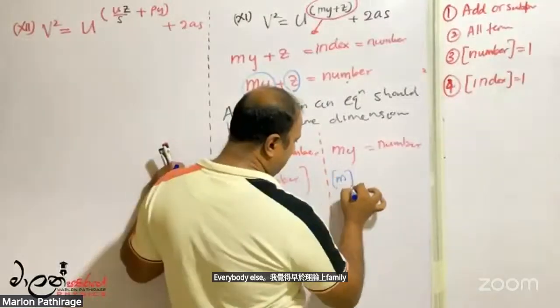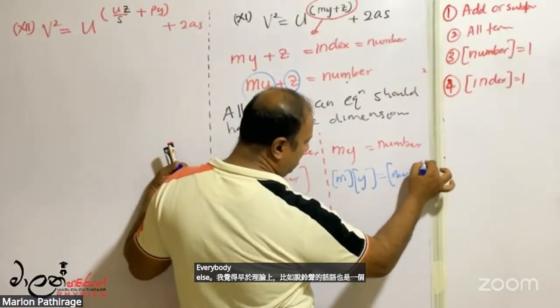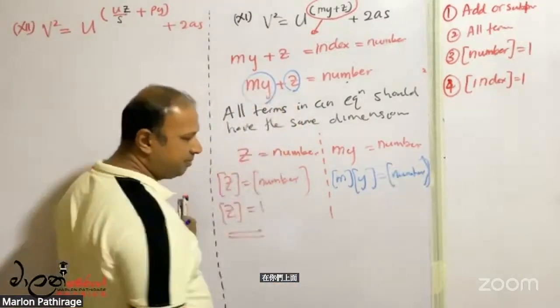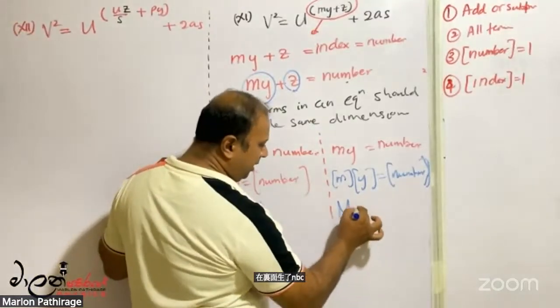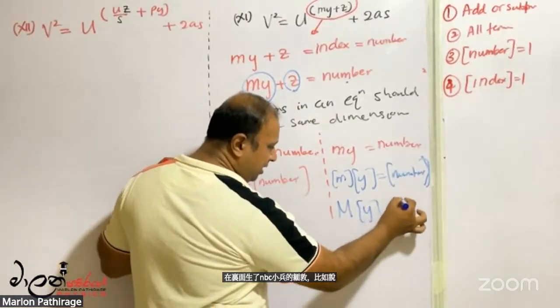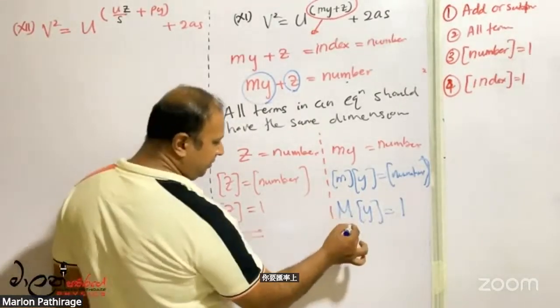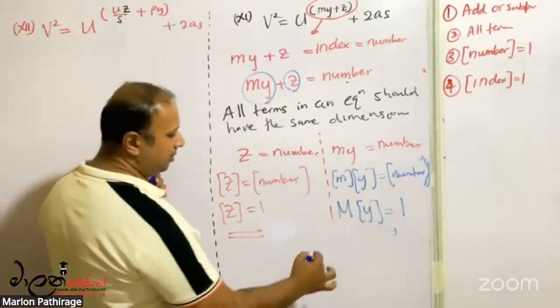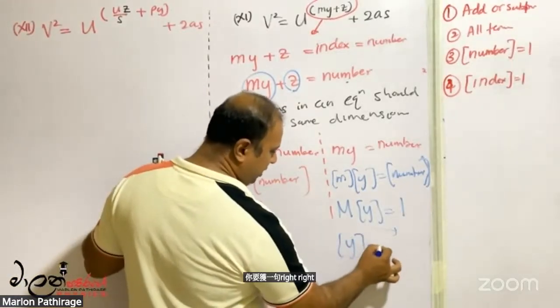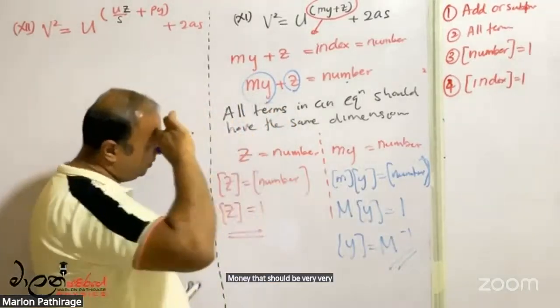On the other side, dimension of M into dimension of Y is equal to dimension of a number. That means dimension of a number is 1. Dimension of M is capital M. Capital M into dimension of Y is equal to 1. Therefore, if you isolate Y, you have to take this over there. 1 over M is M to the power minus 1. Therefore, dimension of Y is equal to M to the power minus 1.